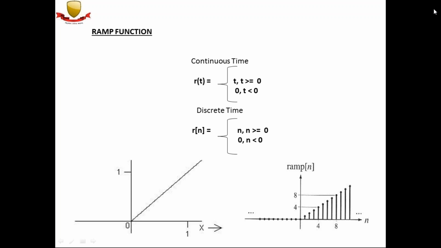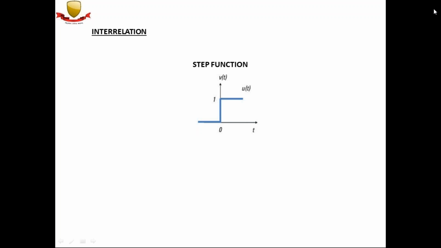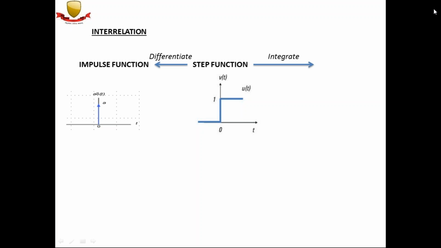Now let's try to understand a few interrelations. Let's say we have a step function, you can see the graph here. If you differentiate the given function, it will give you the impulse function, something like this. And if you integrate the step function, it will give you the ramp function, something like this.